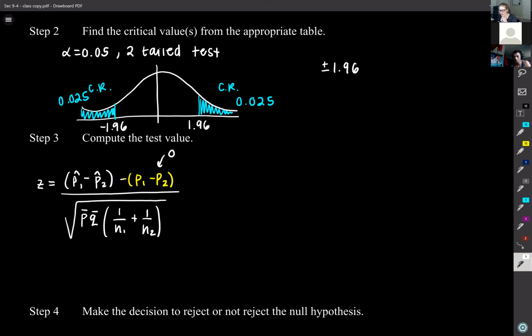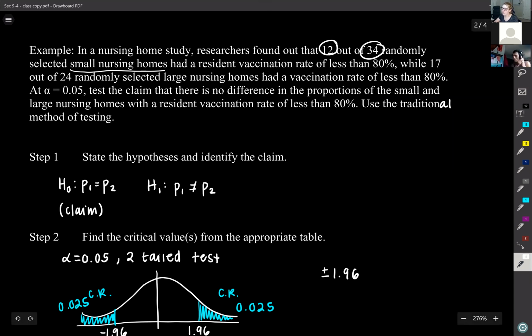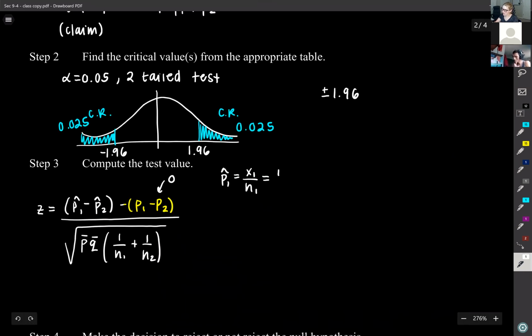Okay, so now we need to figure out what p1 hat is, p2 hat, p bar, and q bar. All right, so let's start with p1 hat. So p1 hat is the same as x1 over n1. So if we come up to our word problem, we see that our first proportion is going to be talking about the small nursing homes. And we find out that 12 out of 34 of them have this vaccination rate of less than 80%. So that means that our p1 is 12 out of 34. And I'm going to write this as a decimal just because it's going to make it a little easier.